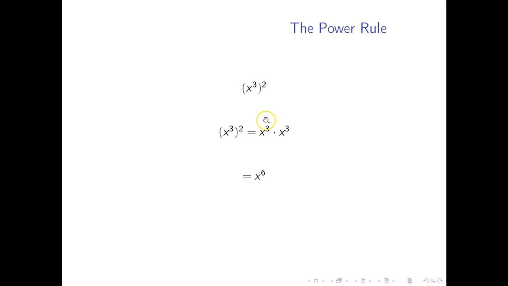But wait a second. What if instead of a 2 out here, instead of squaring x cubed, I did x cubed to the 4th power? Then I'd have x cubed times x cubed times x cubed times x cubed. Could we add them up? What do you do if you add the same number together a certain amount of times? What are you really doing? You should have learned way back when you were a little child that that is what multiplication is. Multiplication is just adding the same number together a whole bunch of times.